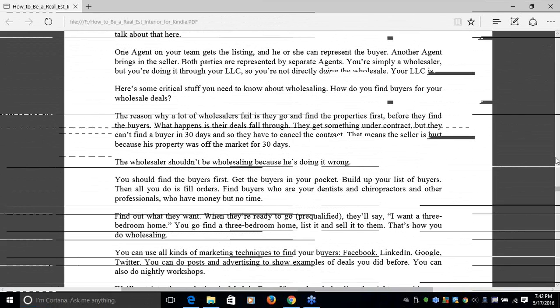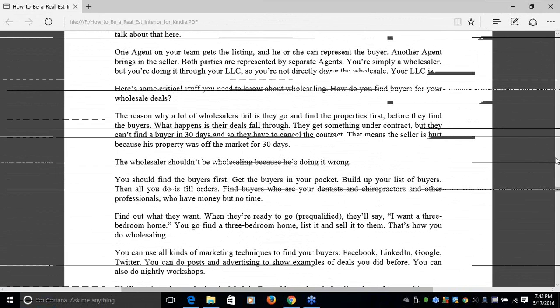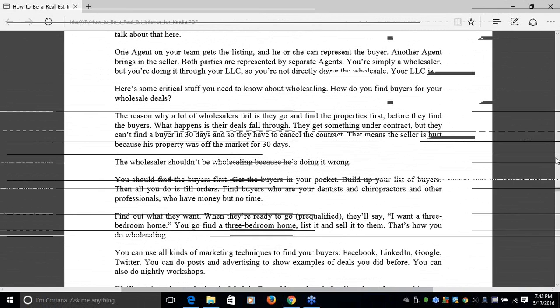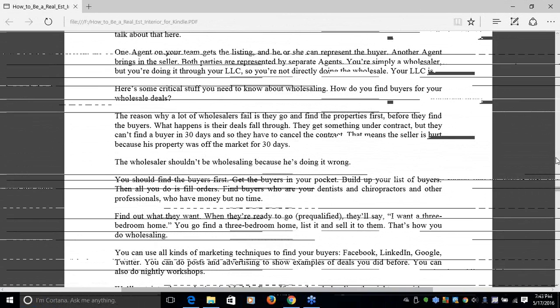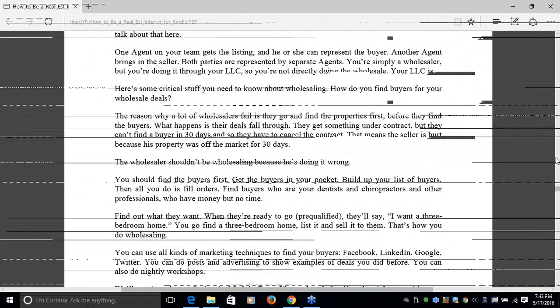You're now the wholesaler, you're party B, and you find the buyer. And the buyer buys the contract from you, and you collect the wholesale fee. All the while, you're a licensee, all right? Even if you disclose that you're a licensee, it doesn't mean you're out of the woods. I mean, you did the right thing by disclosing you're a licensee. You have to do that.